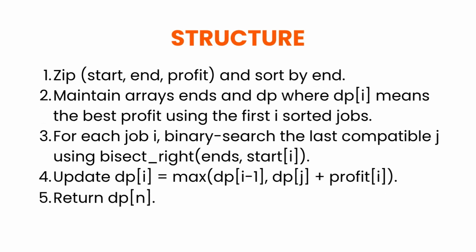Here is the structure. Zip start, end, profit, and sort by end. Maintain arrays ends and dp, where dp[i] means the best profit using the first i sorted jobs. For each job i, binary search the last compatible j using bisect_right(ends, start[i]). Update dp[i] equals max(dp[i-1], dp[j] plus profit[i]). Return dp[n].